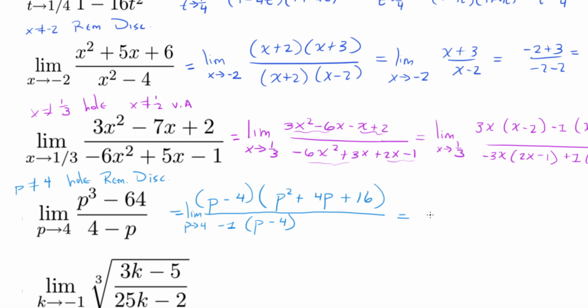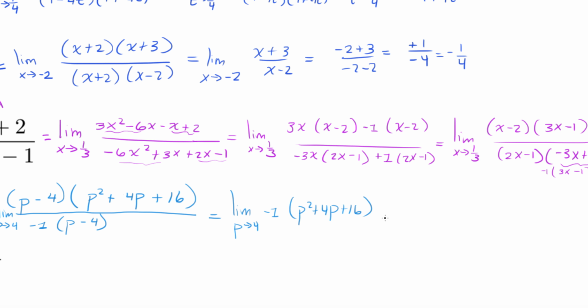Okay, so now let's continue. The negative 1, I can put it in the numerator. So negative 1... I keep forgetting my limits. Sorry. There you go. Okay, so the limit when p approaches 4 of negative 1 times p squared plus 4p plus 16.